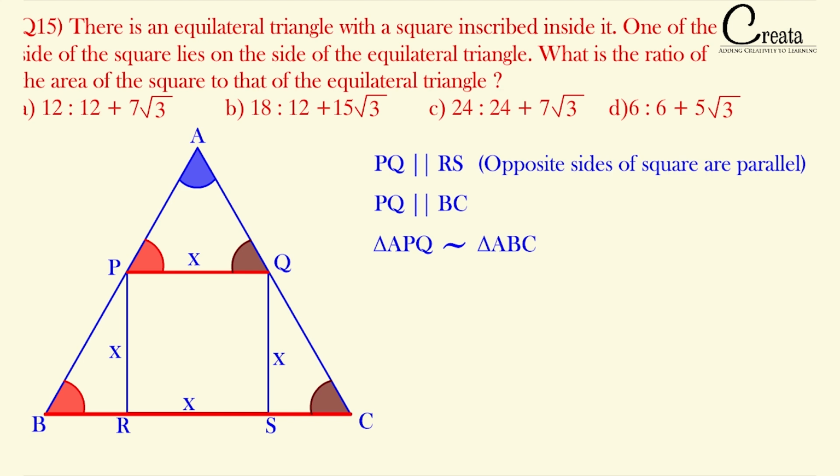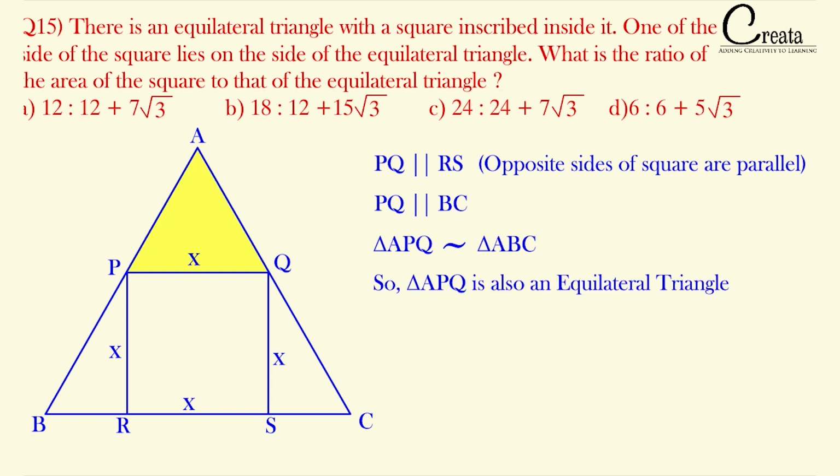So both of these triangles, all the angles are equal, so we can say both the triangles are similar to each other. Both the triangles are similar to each other means the triangle APQ is also an equilateral triangle. And we know the three sides of an equilateral triangle are equal. Here PQ, that is the side of a square, is x. So we got all the three sides of this triangle as x unit. AP, AQ and PQ are equal to x.